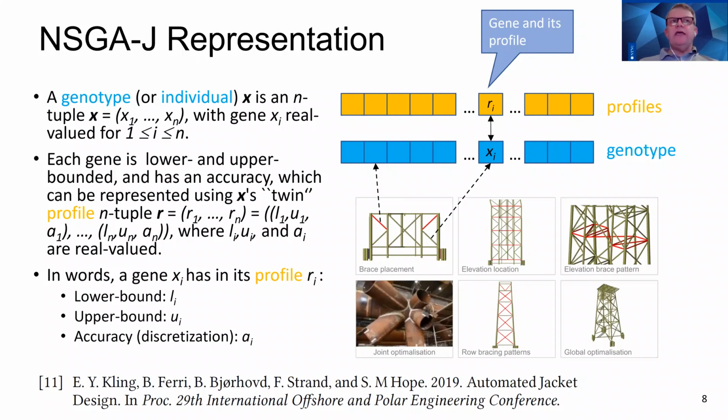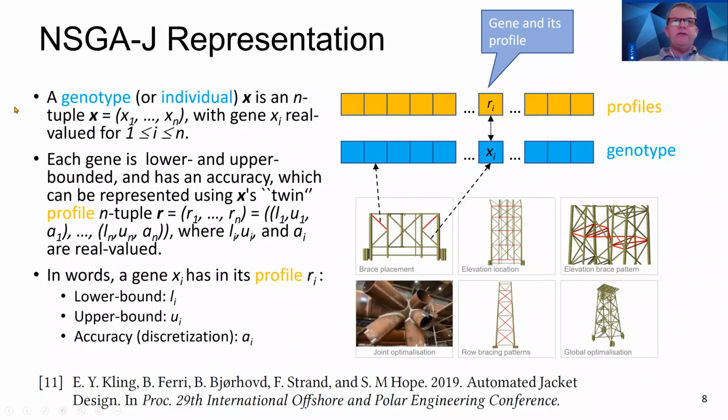Let's look at the NSGA-J representation in a little bit more detail. Let's take as an example here a part of a jacket. You see here, these particular beams, just as examples, are pointing to genes in this genotype, this blue genotype that we have here. If we consider one particular gene, it has a corresponding element in what we call the profile.